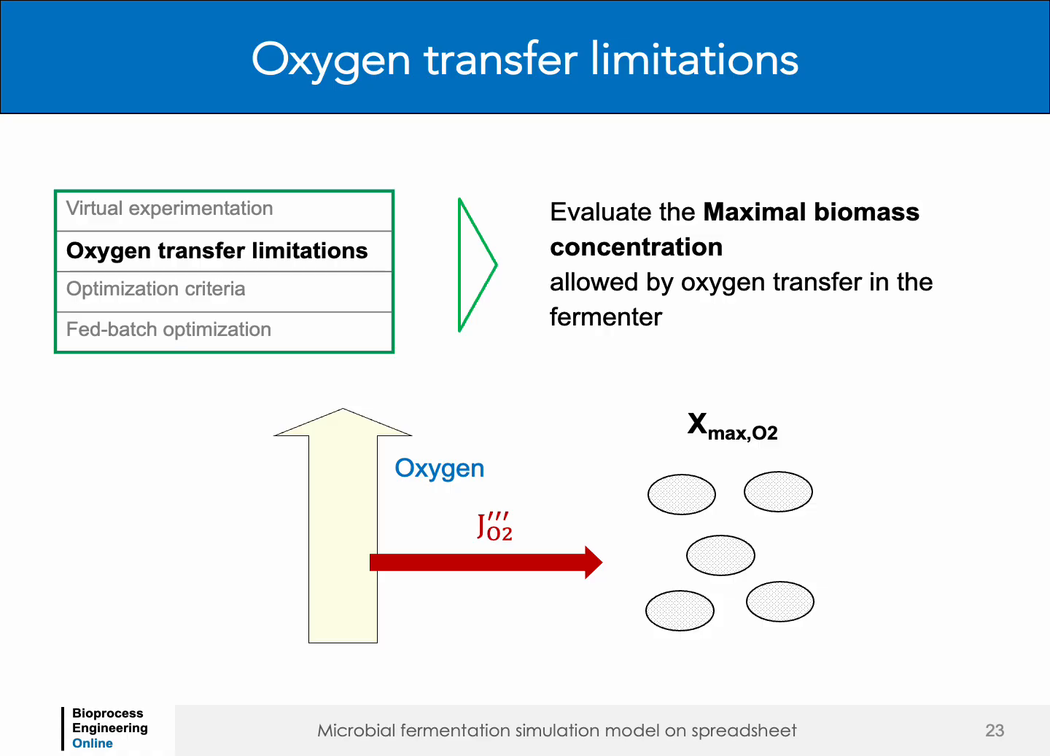The second spreadsheet section assesses the limitations imposed by oxygen transfer in the fermenter. In aerobic fermentations, cellular biomass concentration, and therefore fermenter productivity, is often limited by the capacity to transfer oxygen from the gas phase to the liquid medium. It is therefore essential to evaluate the maximum biomass concentration permitted by oxygen transfer that can be achieved in the industrial fermenter.